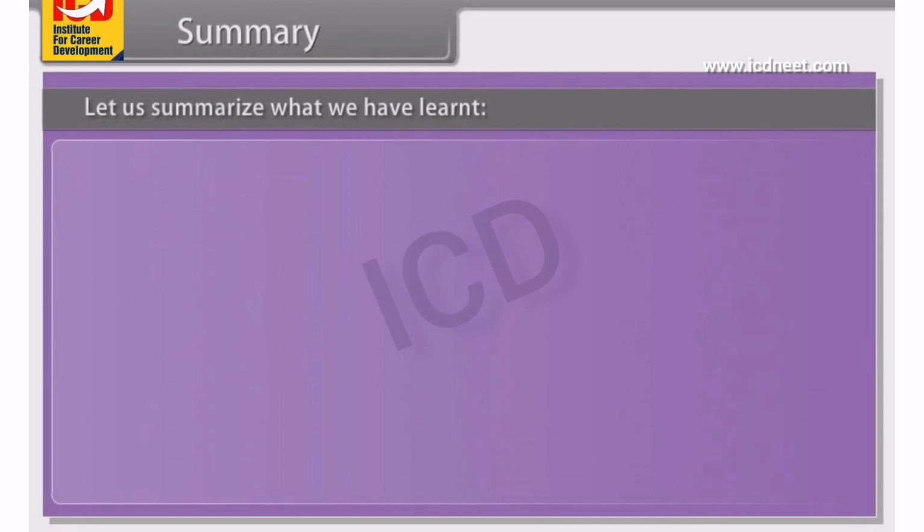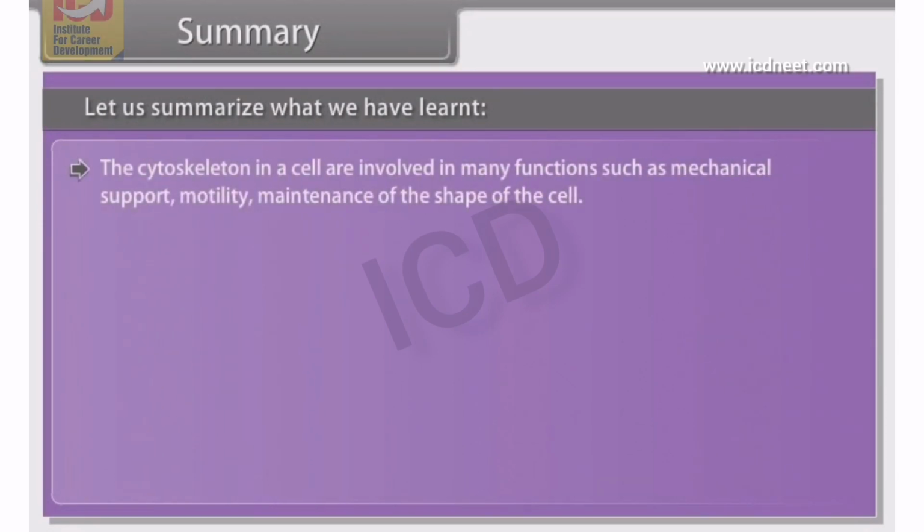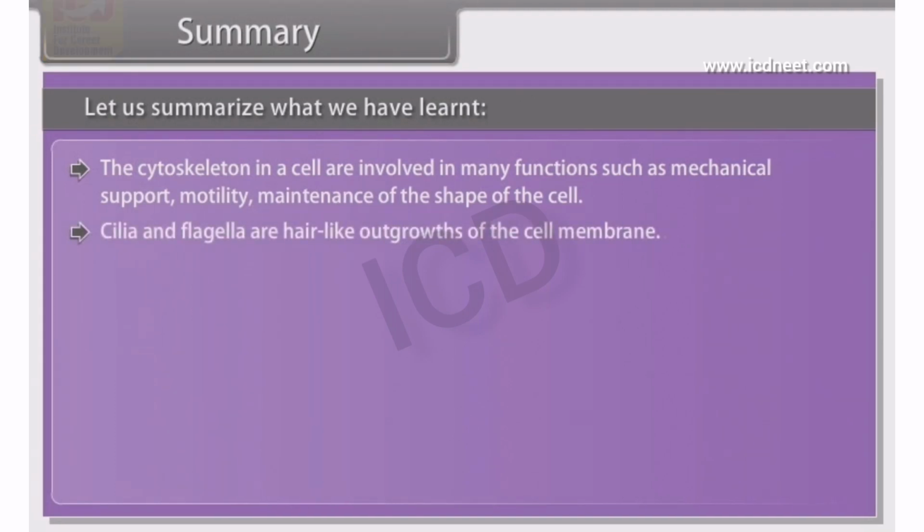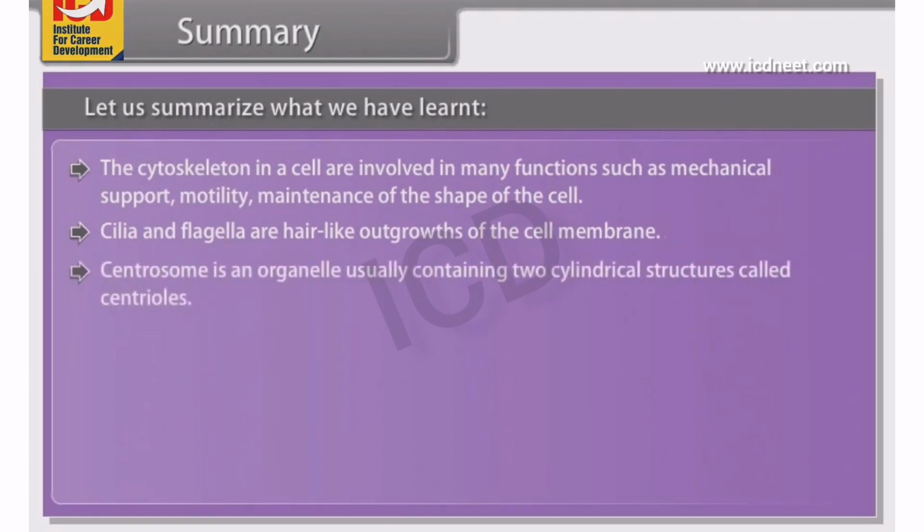Summary. Let us summarize what we have learnt. The cytoskeleton in a cell is involved in many functions such as mechanical support, motility, maintenance of the shape of the cell. Cilia and flagella are hair-like outgrowths of the cell membrane. Centrosome is an organelle usually containing two cylindrical structures called centrioles.